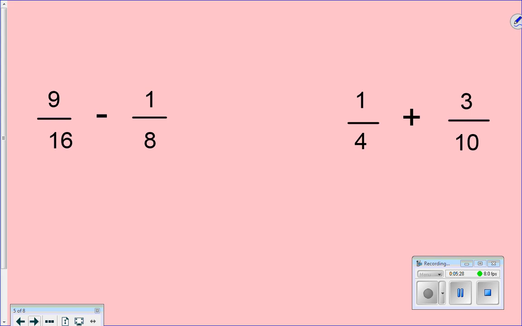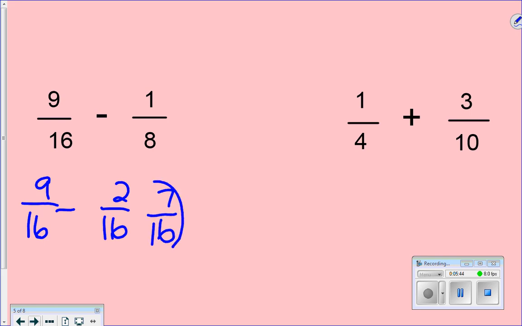Somebody talk to me. What'd you do for the first one? Kaylee, what'd you do? Okay, so you changed that to 2/16, so 9. What'd you get for an answer? Can you reduce it? Nah, not reducible. Nice job.